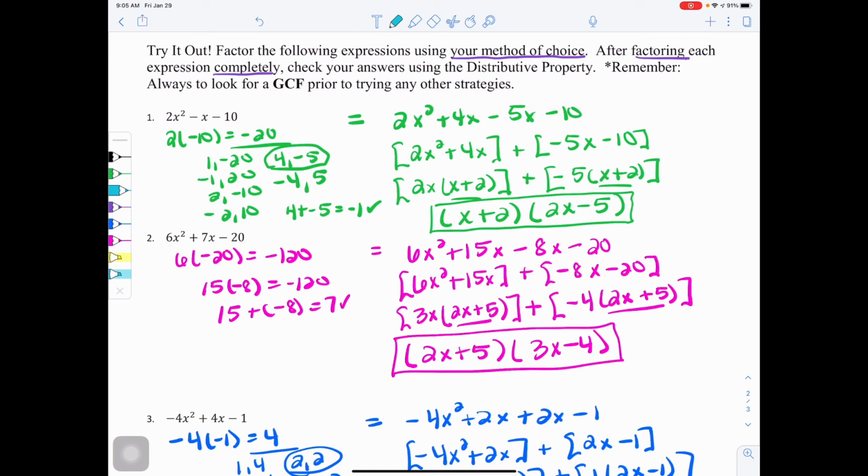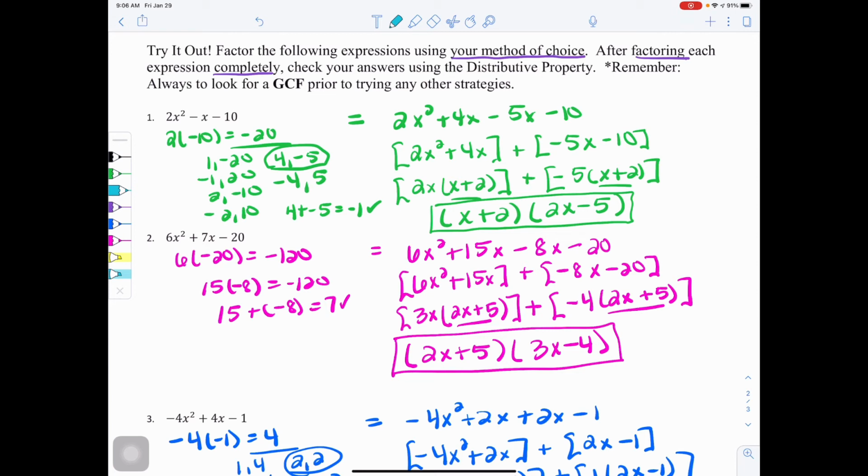Then you can see on the right-hand side, I split that middle term into 2 pieces, 4x and negative 5x. I grouped the first 2 together and the last 2 together, factored each one, and found the common factor of x plus 2 times the remaining parts, 2x minus 5.